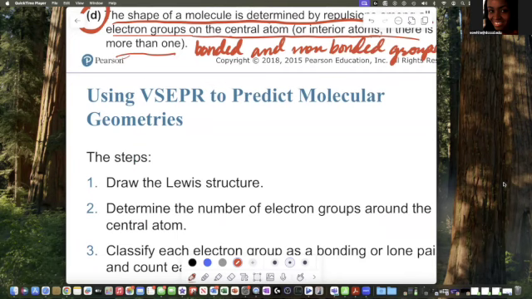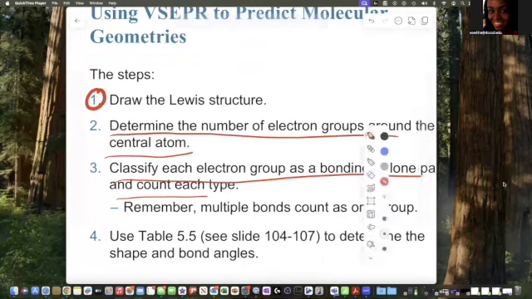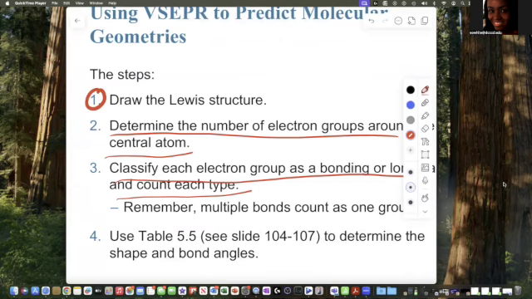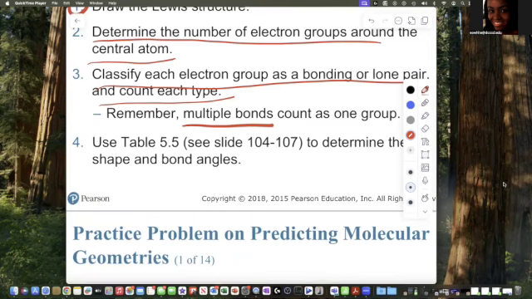Of course, first you're going to draw a Lewis structure, determine the number of electron groups around the central atom, and classify each electron group as either bonding or lone pair. You want to go ahead and count multiples. If the bonds are grouped together, they're counted as a group. The emphasis there is a group. And then use the big table that we designed to figure out what the electron pair geometry is, the molecular geometry, aka the shape, and the bond angle and the molecular type.